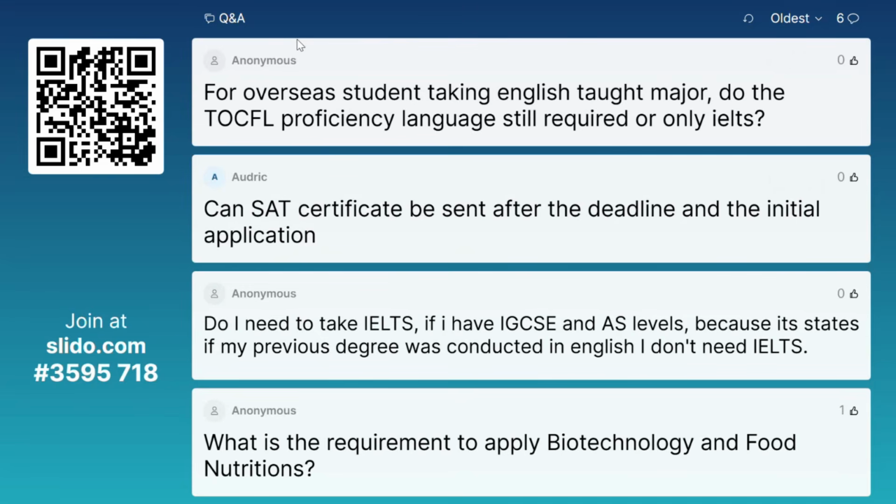So for an overseas student taking an English-taught major, is the TOEFL proficiency language test still required, or only IELTS? If you apply for an English-taught program, you can take the exam that is on our website. We list all the accepted exams, so you can take TOEFL as well as IELTS. It's really up to you.